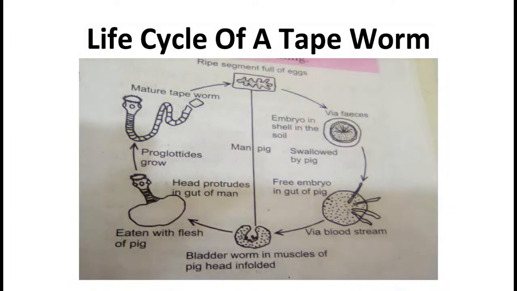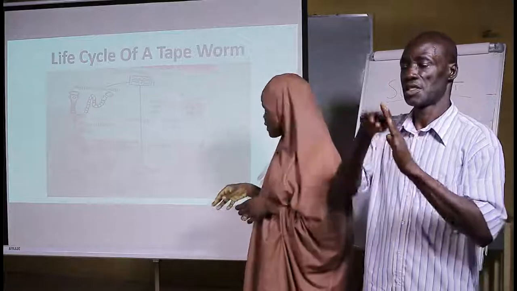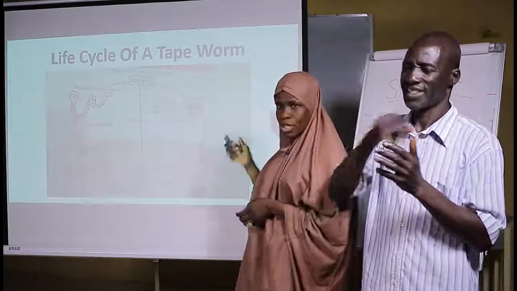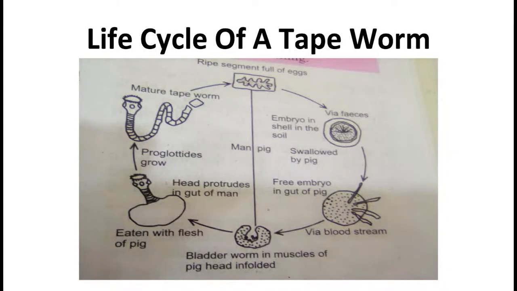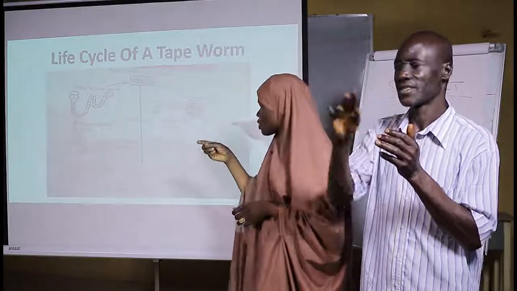So as you can see here, in the life cycle, when a matured tapeworm drops its proglottids inside a human, they pass out through the feces of man. When it falls outside, pigs now swallow their feces, including the worm. When they swallow it, it goes directly to the gut of the pig, where it passes through the bloodstream of that pig, and it settles down in the muscles or head of the pig, whereby after consuming the pig, man consumes the tapeworm together with the flesh of the pig.